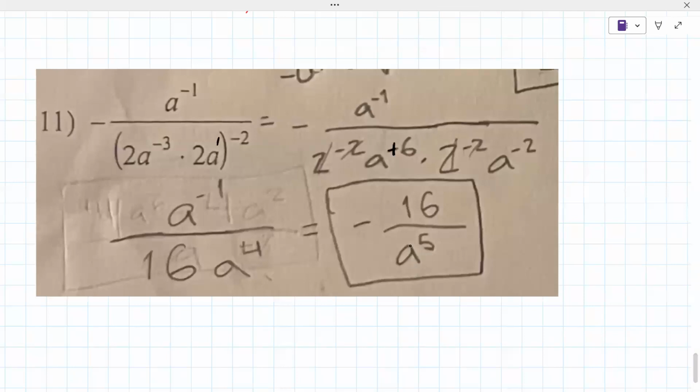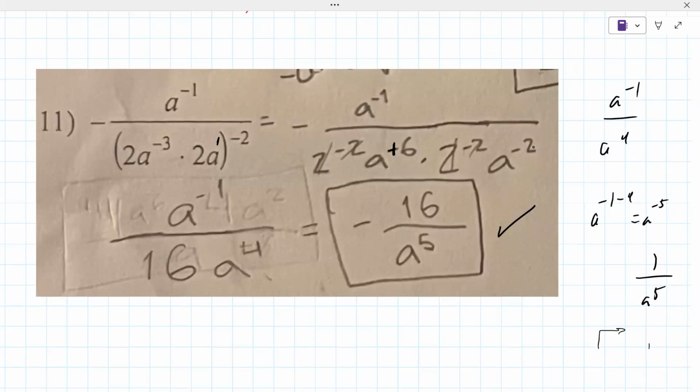Interesting. So you got the right answer, but I don't know if an instructor would notice that when they're grading it. The way that works is 6 minus 2 is 4. So you have a to the -1 over a to the 4th. -1 minus 4 is a to the -5, which becomes 1 over a to the 5th, which is how you end up getting it. So you make a wrong turn, and then you make another wrong turn. Sometimes you get back where you were going.